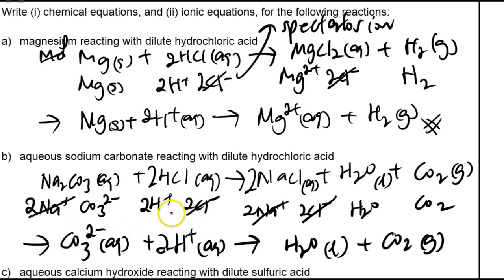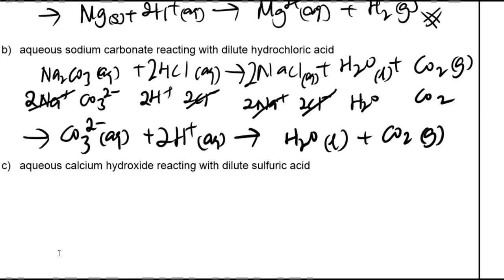Okay. So for the acid carbonate reaction, only the carbonate and the acid portion H plus is involved in the reaction to give us water and carbon dioxide. The rest of the ions are again spectator ions. Let's move on to the next part.